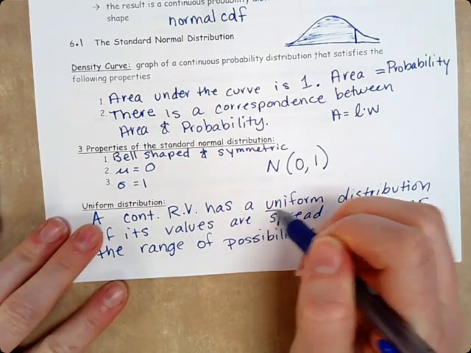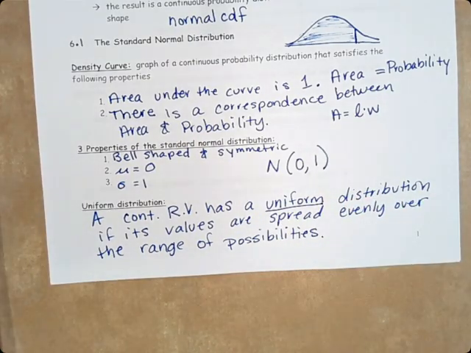Whenever you think about the word uniform, what do you think about? If two things are uniform, then what are they? I heard somebody say clothes. Okay, so if your school has a uniform, then what does that mean about everybody? They're all dressed alike. They're all the same. Exactly. So their probabilities are the exact same.